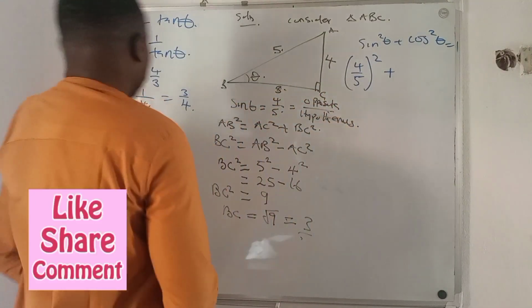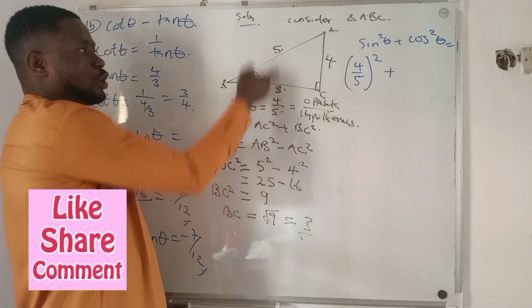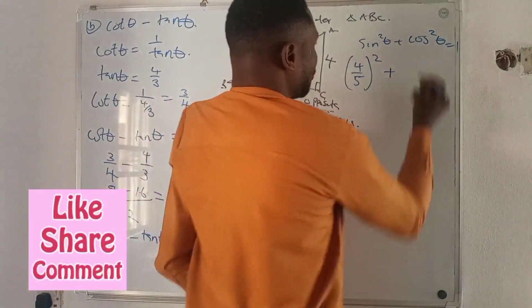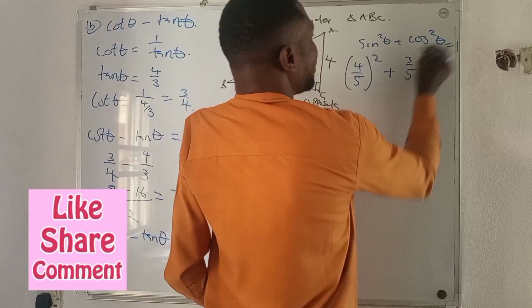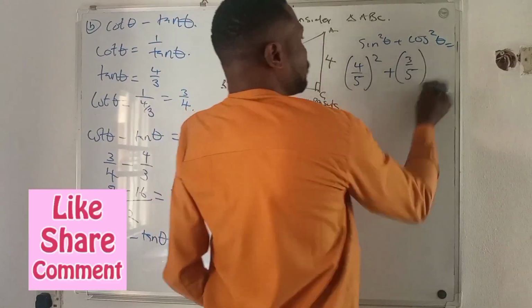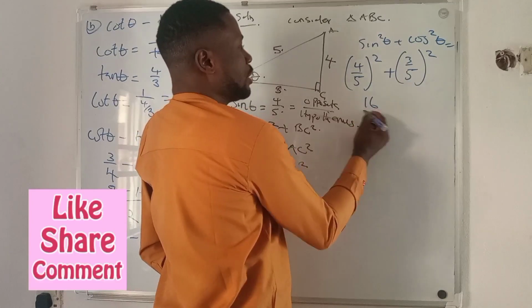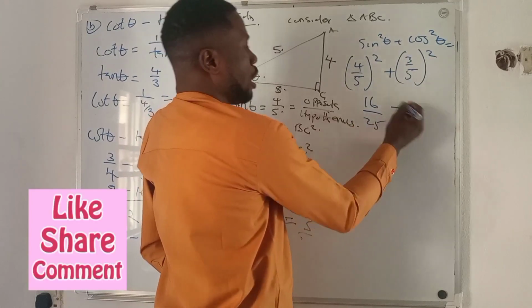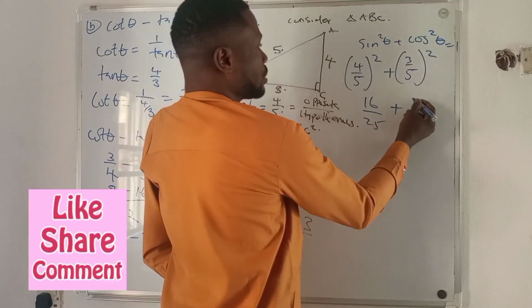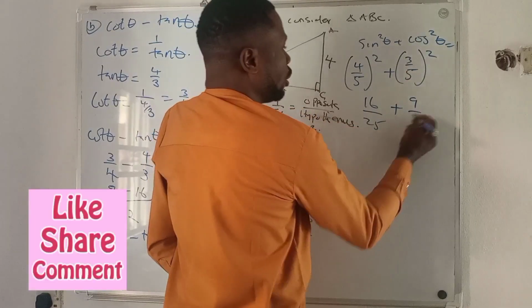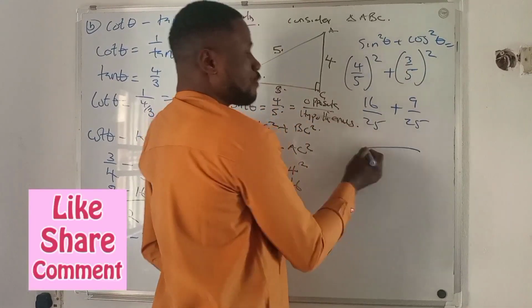What is the value of cos? Cos is adjacent all over hypotenuse. We saw that to be 3 all over 5. Because this is squared, we have to square this. This will give us 4 times 4, of course that will be 16 all over 25. Plus, this times this will give us 3 times 3, 9 all over 25.